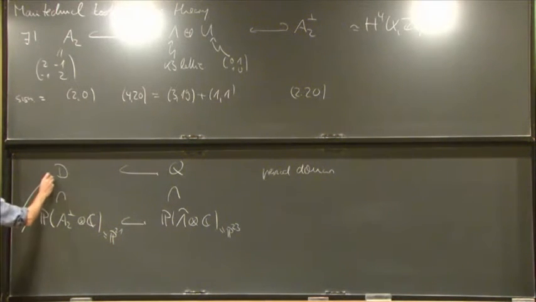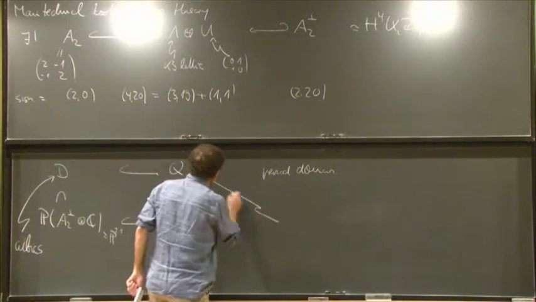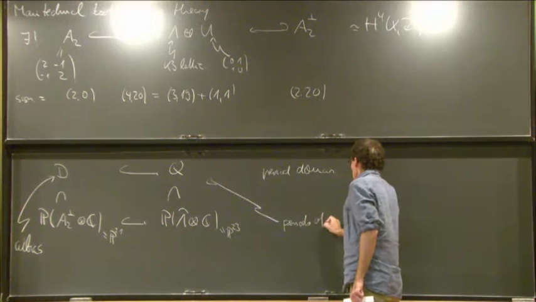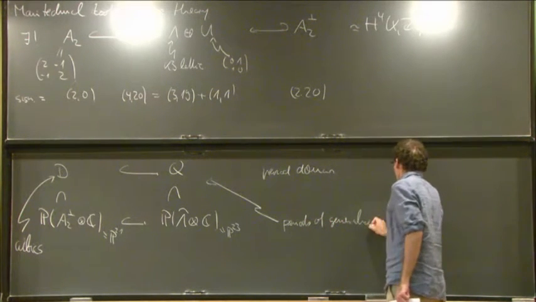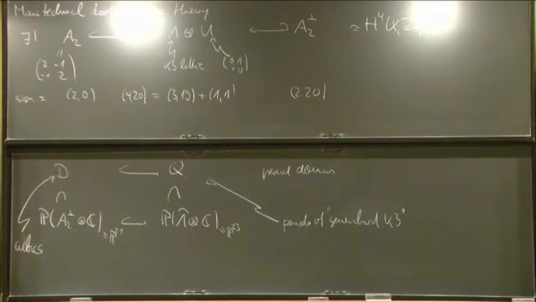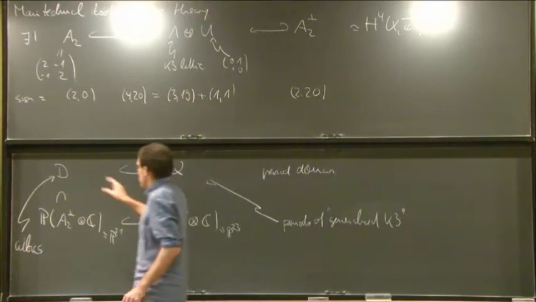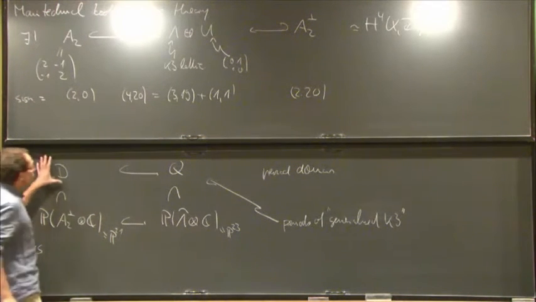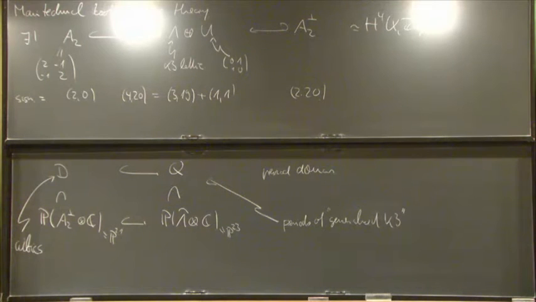This one is the period domain for cubics. And this Q is the period domain for generalized K3s. I'll explain a bit about generalized K3s later. So the question is, we have roughly the period of cubics here and the period of generalized K3s there. What can we learn from this picture for our category AX and its group of autoequivalences?